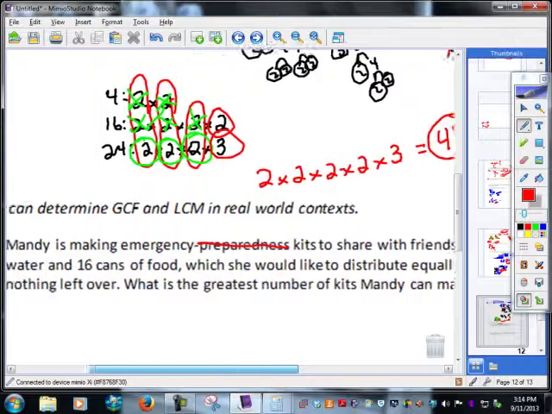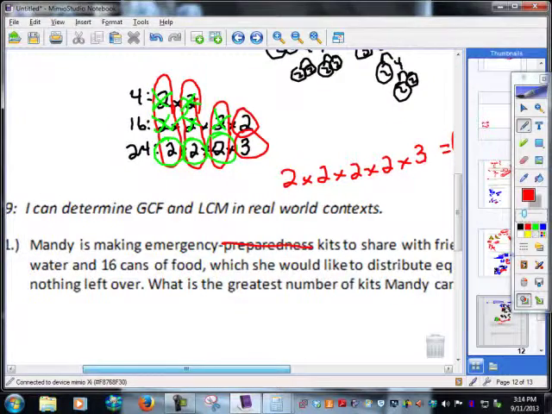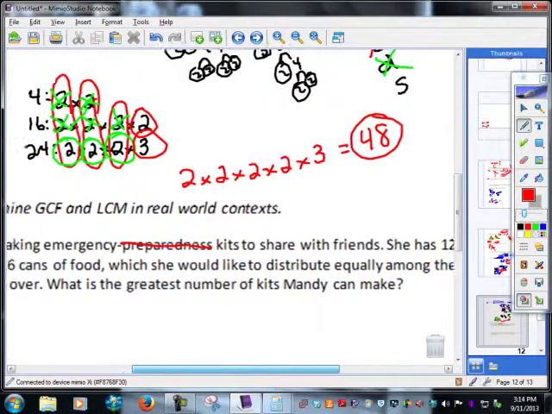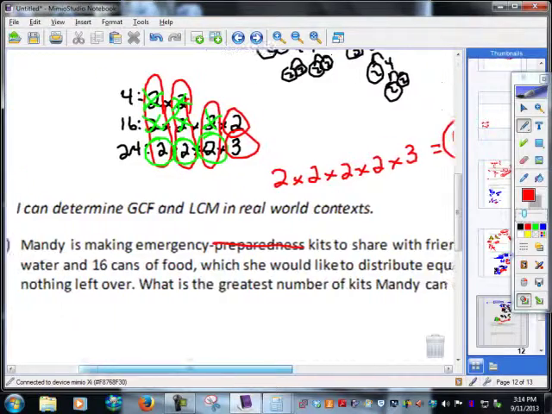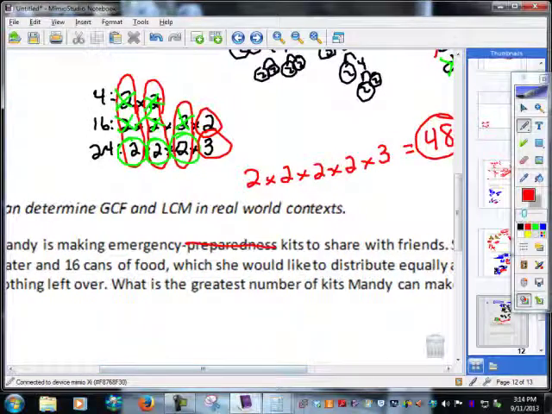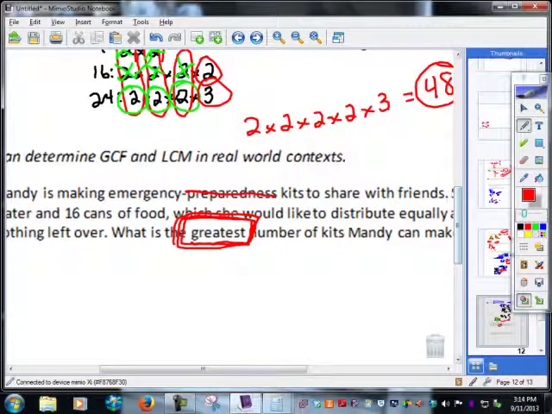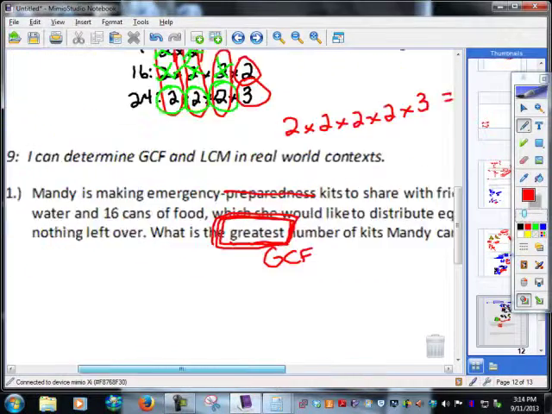She has 12 bottles of water. She has 16 cans of food, which she would like to distribute equally among the kids, with nothing left over. What is the greatest, there's your word, number of kits she can make? That is the key word right there, guys. What is the greatest? When you see that word, you know this is a GCF question. So we know we're doing the GCF of 12 and 16.